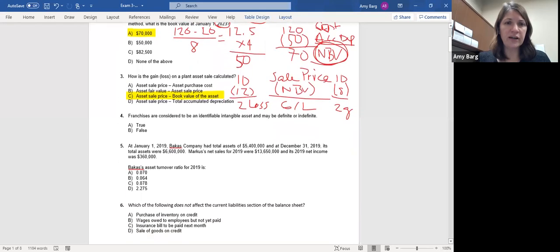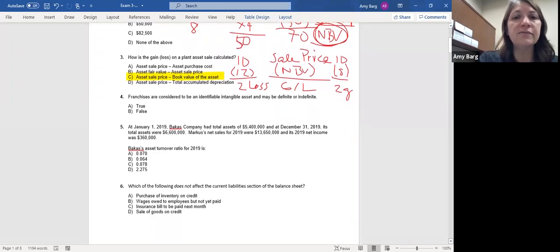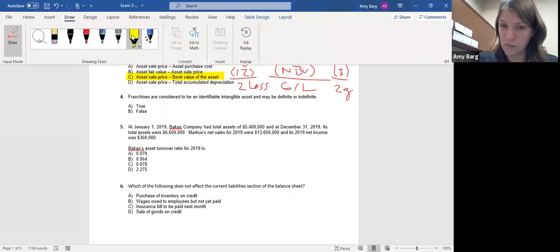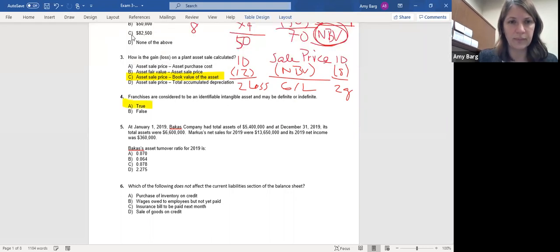Okay, so franchises are considered to be an identifiable intangible asset and may be definite or indefinite. The answer to this one is true. If you got a franchise, you can identify that, but sometimes they're for 50 years and sometimes they're just for however long you want to keep it. So they can have a definite or an indefinite life.